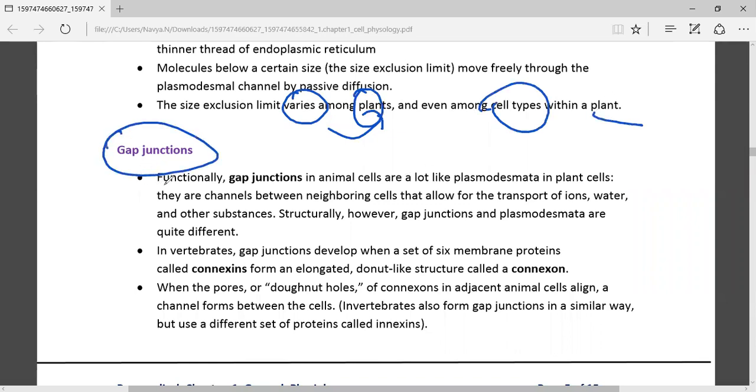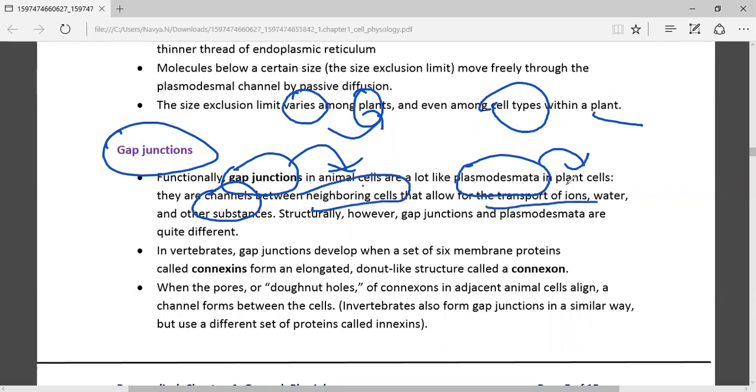And the gap junction. The gap junction in animal cells is a lot like plasmodesmata in plant cells. They are channels between neighboring cells that allow for the transportation of ions, water and other substances. So the gap junction and the plasmodesma are somewhat different.